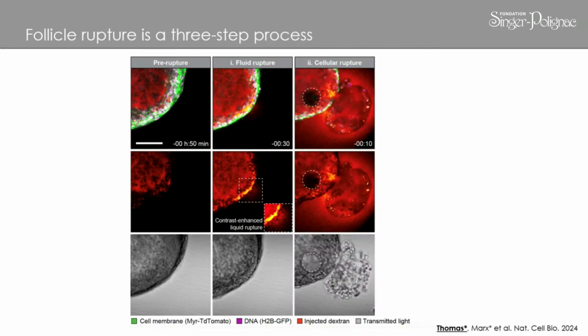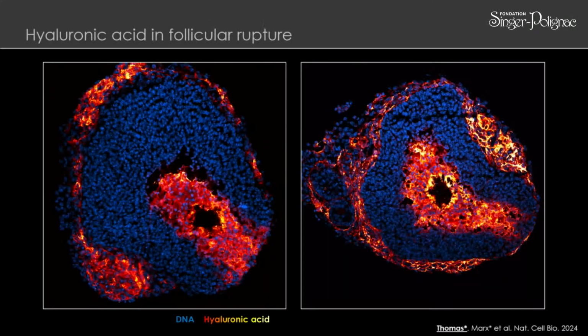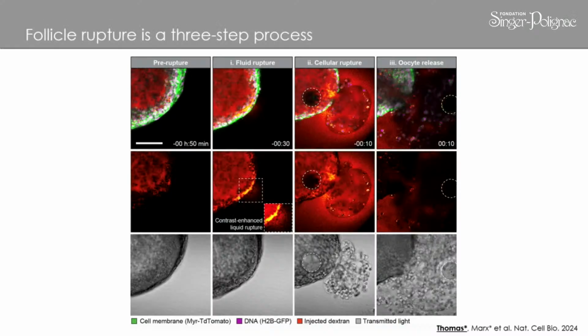Fluid rupture is followed by cellular rupture, in which the cumulus cells surrounding the oocyte burst out of the follicle wall ahead of the oocyte, and we can see, through separation with the fluorescent dextran, this hyaluronic acid-rich matrix that encapsulates these cells. And similarly in our cryosectioned follicles, when we stain for hyaluronic acid, we can always see this mass moving ahead of the oocyte, pushing on the follicle wall. And finally, the egg is released, concluding the process of ovulation.